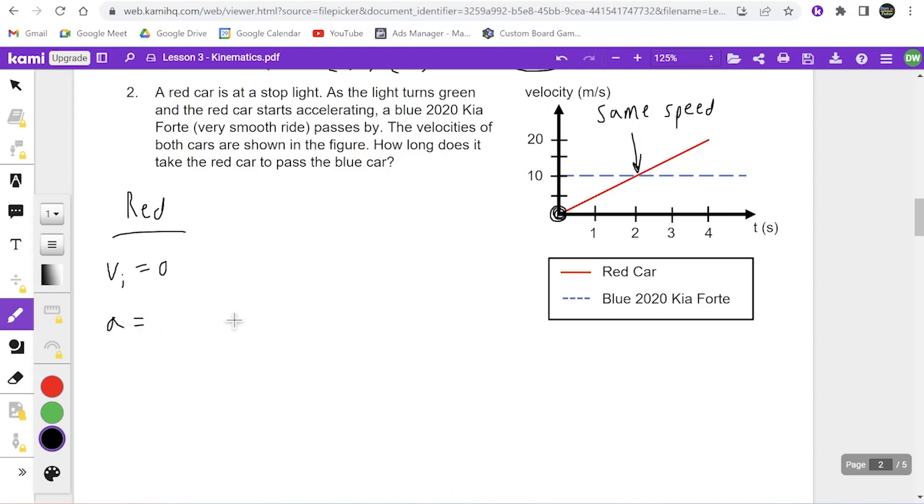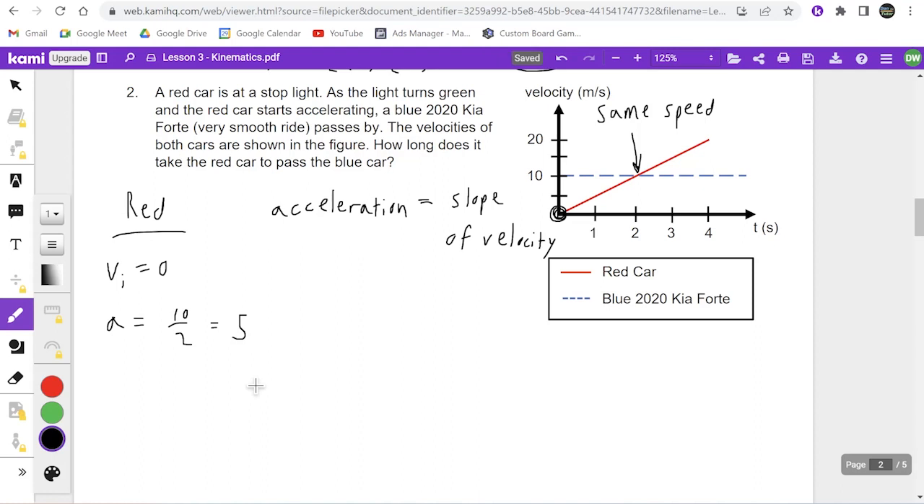Why? I know the acceleration because acceleration, and this is something that we kind of learned in week one, is the slope of velocity. And what is the slope of the red car? Looks like the rise is 10 and the run is 2. So the acceleration is 10 over 2. The slope is 10 over 2, which is just 5. So I have the initial, I have acceleration.